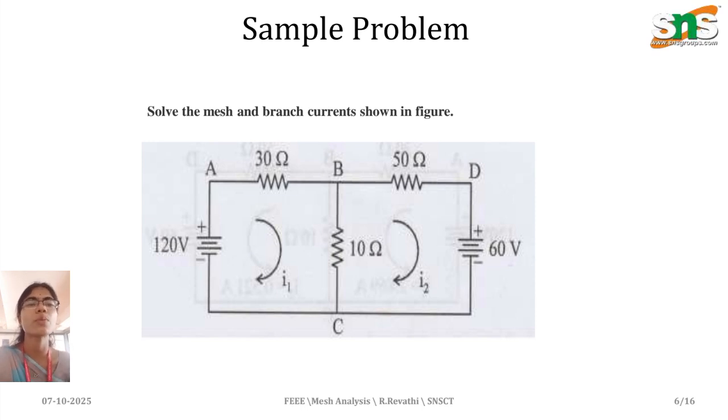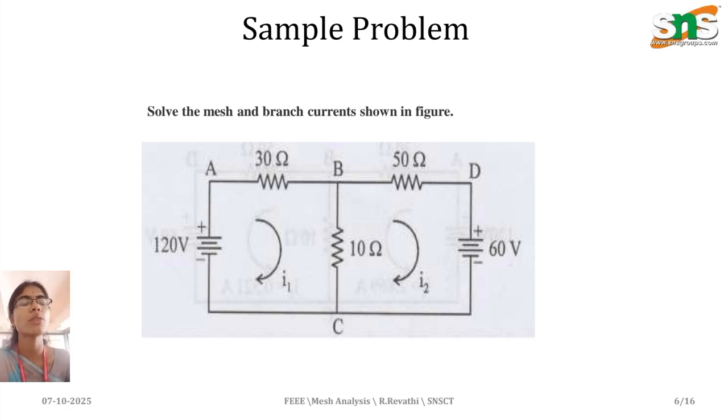Some problems are here. 120 volt and 60 volt are the source voltages. There are two loops in the circuit, one is I1 and another one is I2. In solving the first loop, we have to consider the 30 ohm resistance and the 10 ohm resistance. The 10 ohm resistance is shared by I1 and I2. So 120 is equal to 30 I1 plus 10 times I1 minus I2. This is what we have to solve in loop 1, mesh equation number 1.